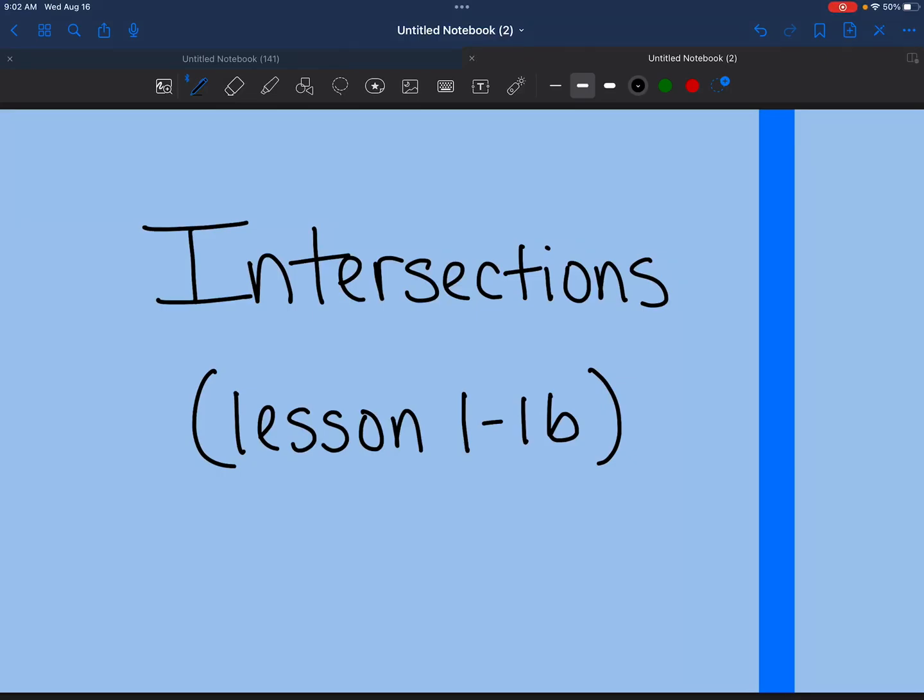All right, today we're continuing lesson 1-1. So we're going to do specifically intersections. So we'll talk about intersections of lines, intersections of planes.